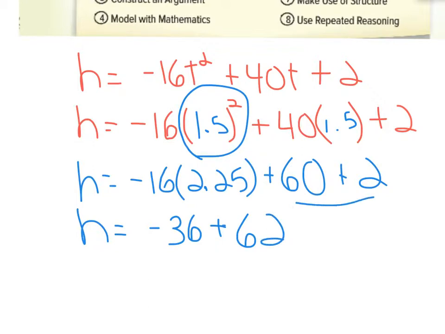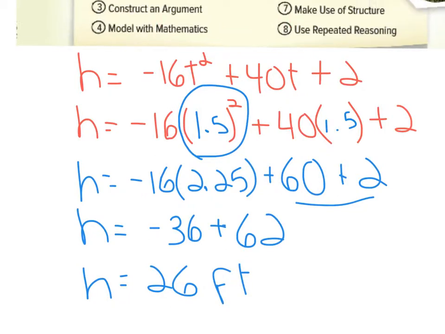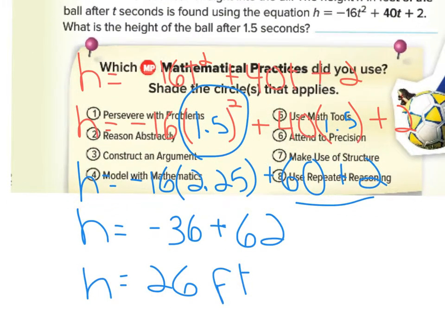And now it's h equals, what am I missing here? Looks like it's going to be 26. And it's going to be 26 feet because our question, if we look over here, is asking what is the height of the ball after 1.5 seconds. The height is going to be 26 feet.